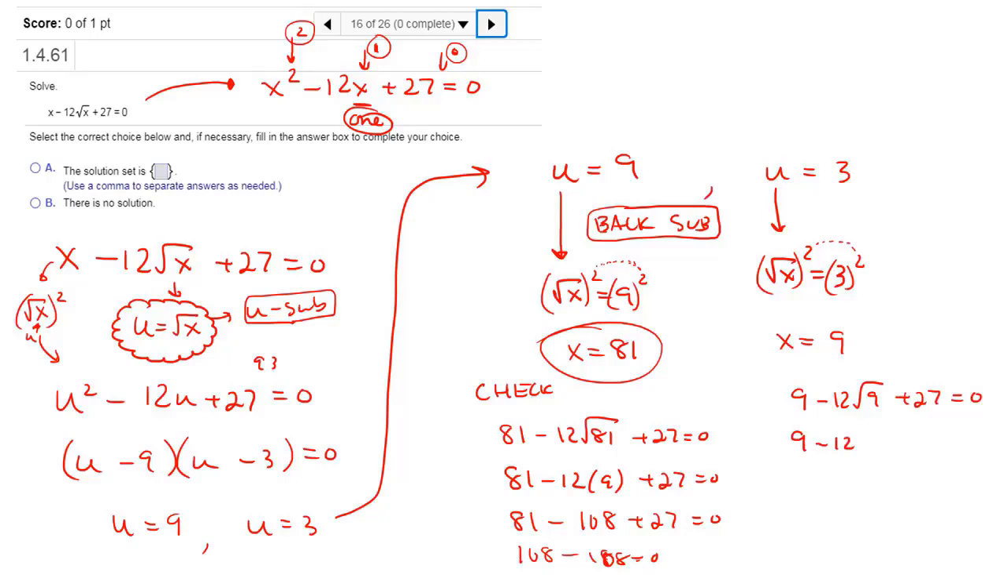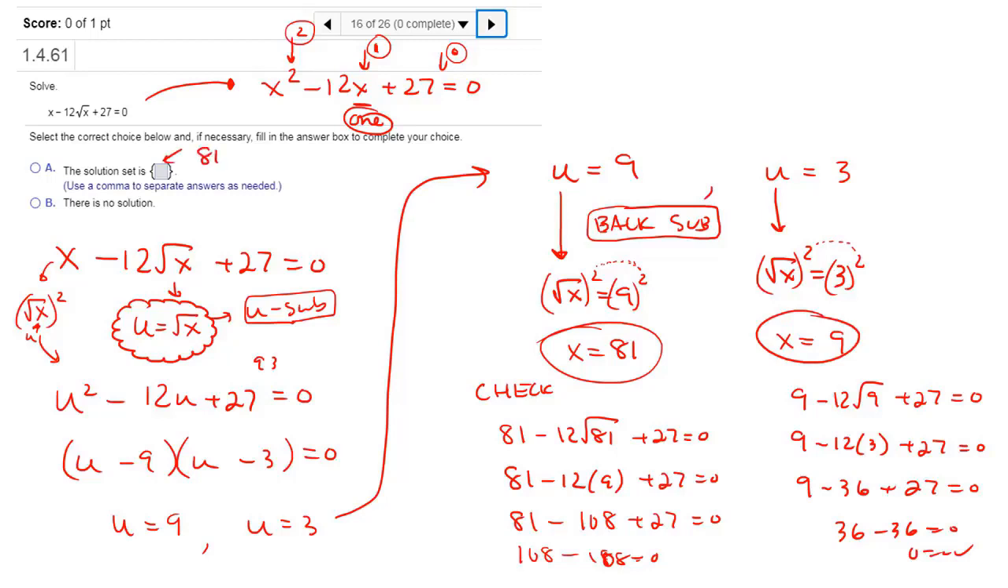Let's check it out. The square root of 9 is 3. 12 times 3 is 36. 9 plus 27, just going to add all the positives together. That gets me 36. And 36 minus 36 is 0. Both of them work. That's perfect. So inside here, you're going to write 81 and 9, since both work.